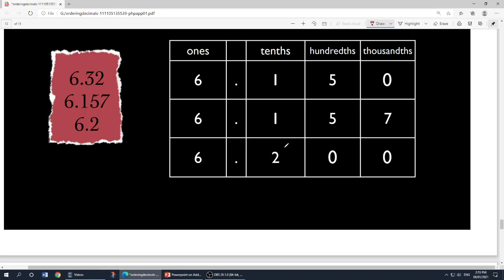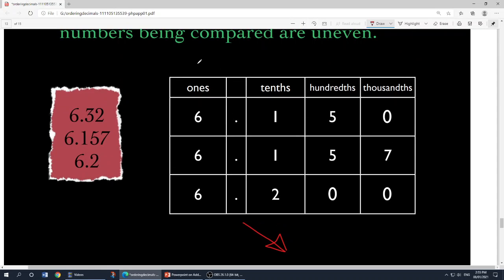All right. So now we've put our zeros in, we can start to compare the numbers. And remember, we're doing decreasing order here. So we're going from biggest to smallest. So we start by comparing our ones. So remember, we start here and we go left with our comparisons.